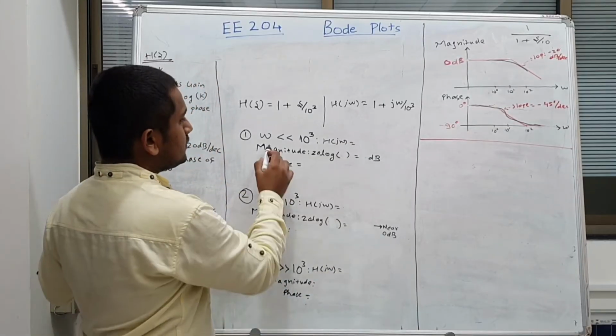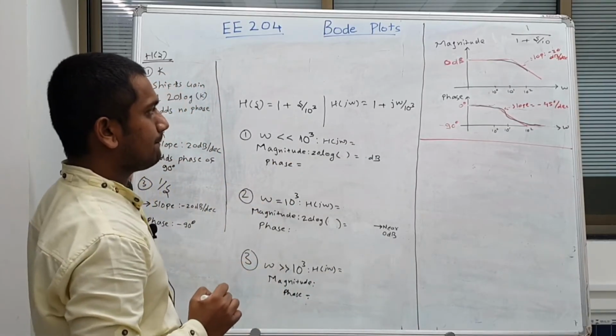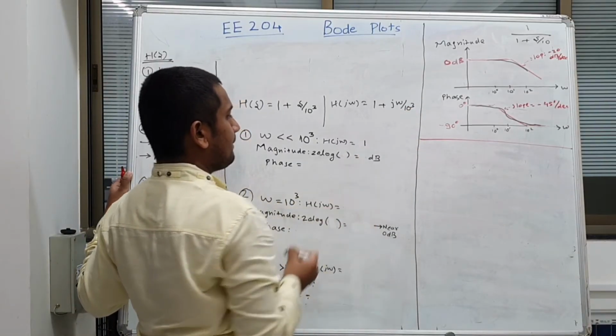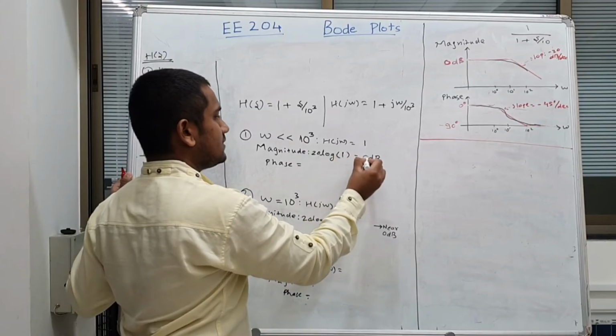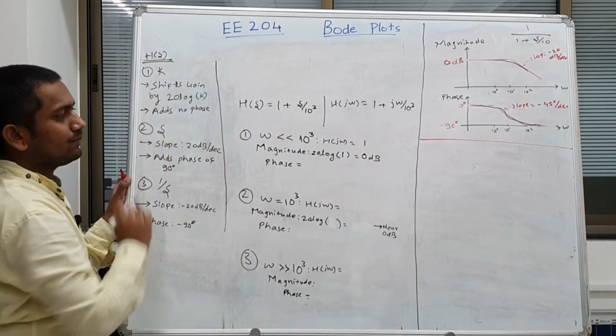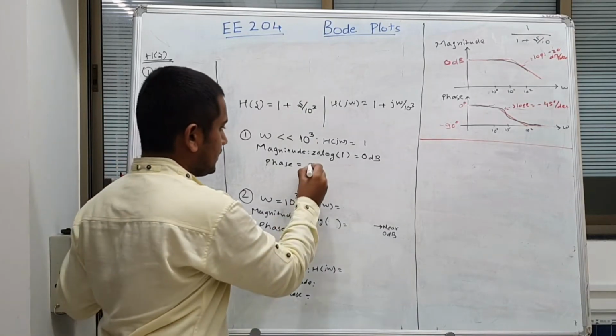When omega is much smaller than 10 to the power 3, this term is negligible. H of j omega becomes 1. 20 log of 1 is 0 dB, and for a constant there is no phase added, so the phase is 0 degree.